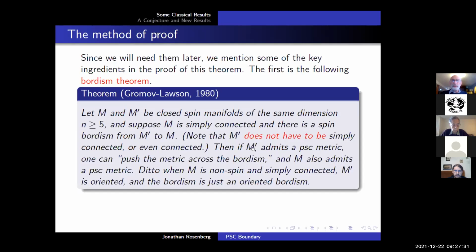Now, if M prime admits a metric of positive scalar curvature, then you can push the metric across the bordism and get a metric of positive scalar curvature on M. And this also works when M is non-spin and simply connected, and M prime is oriented and you have an oriented bordism as opposed to a spin bordism.